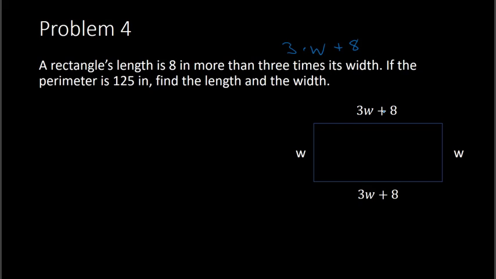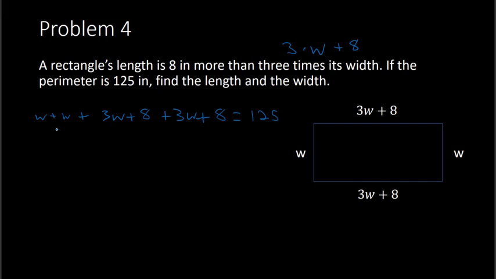Alright, so from here, I need to solve by setting up my equation. So there's different ways you can set this up. Perimeter simply means the distance all the way around. So I can just think of this as W plus W plus 3W plus 8 plus another 3W plus 8. And we know that would equal 125. So this is one way to do it.